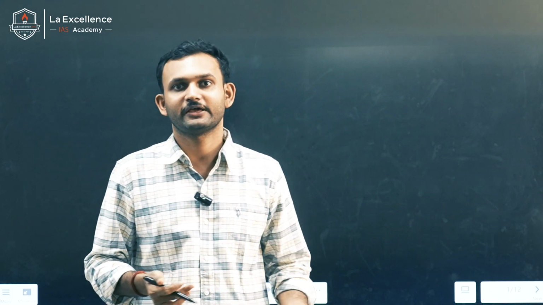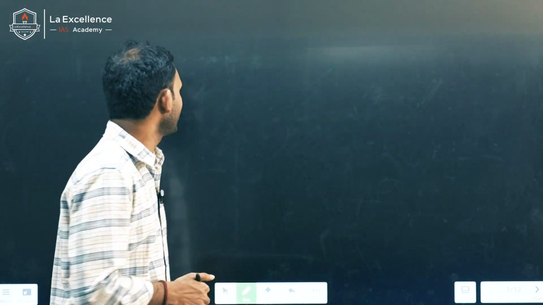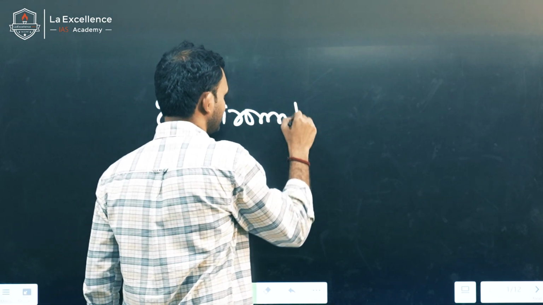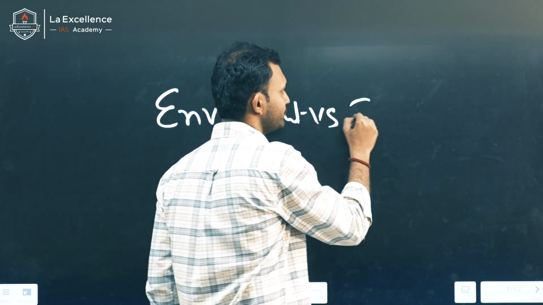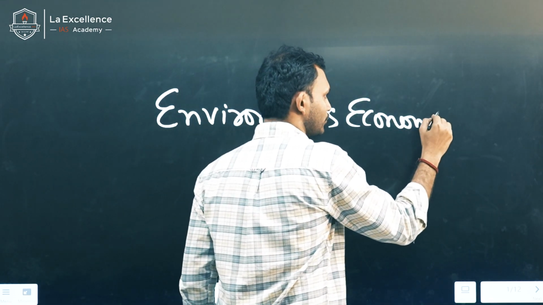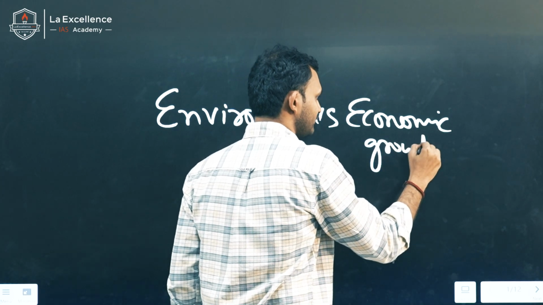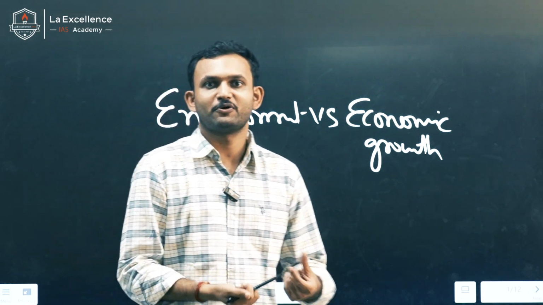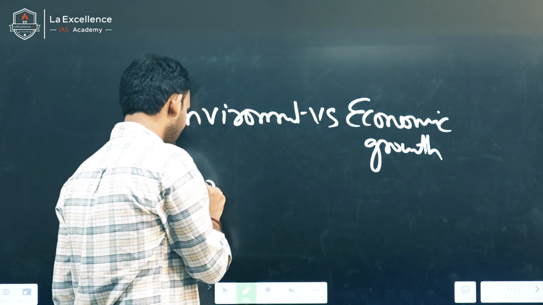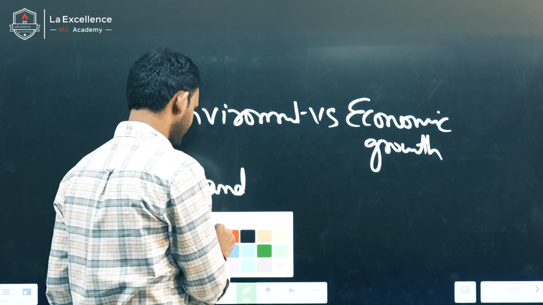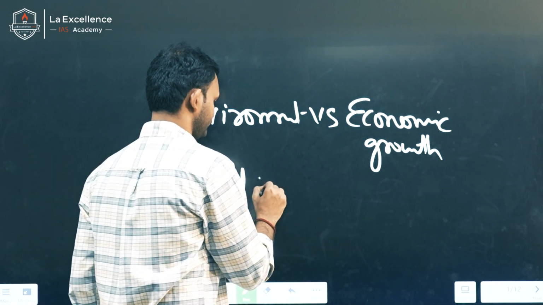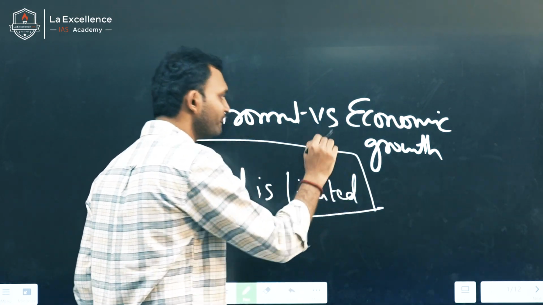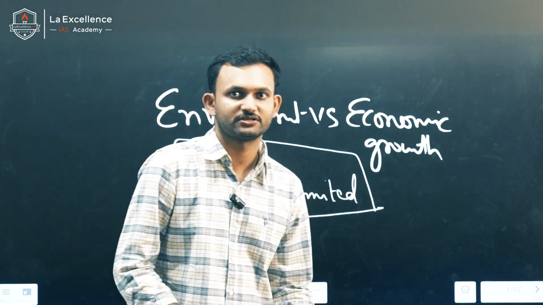Okay, without any delay, let's understand the development model of environment versus economic growth. Okay, if this is the case, the first problem that we have is about the resource of land. The land is a limited resource. So when the land is a limited resource, the scarcity of land can't be addressed abruptly.